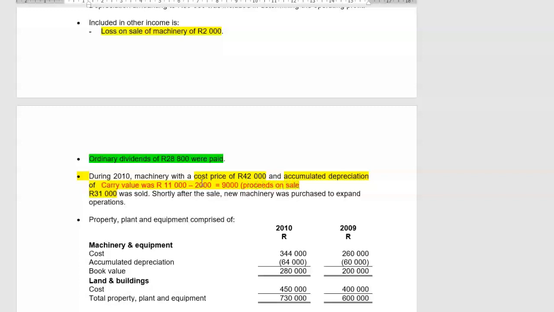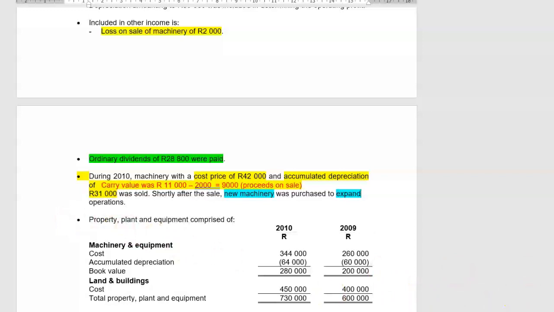And that I do need for my cash flow. I need to show my proceeds on the sale of assets. And then obviously we have already said that that's a non-cash flow item. Shortly after the sale, new machinery was purchased to expand. So just make sure that you're going to indicate the new machinery, and it's going to be for expansion purposes. Okay.